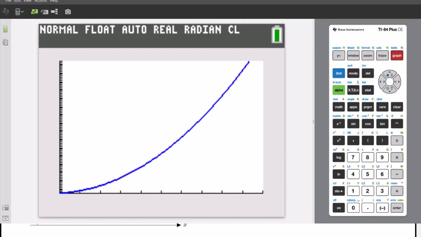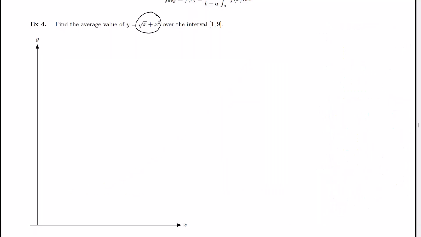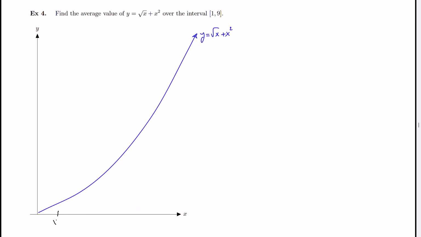Remember, we care about the region between 1 and 9, and we want to know the average value of the function. So the graph looks something like this, and we just have to translate it to the page here. I'm not going to be super picky about it. This is what my graph looks like. My x equal to 1 is somewhere over here, and my x equal to 9 is going to be somewhere over here.